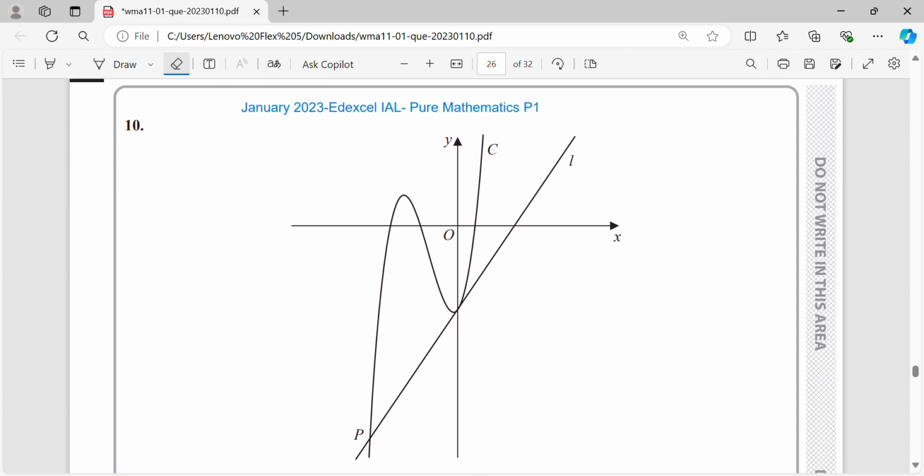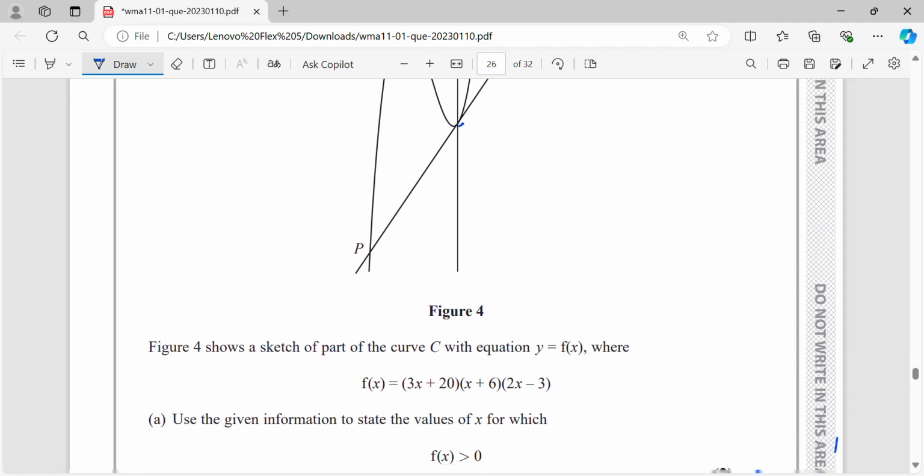There is a curve and a straight line L, and L touches the curve at 2 points. One is on the y-axis, it's here, and another point is P. Okay, let's look at the question.